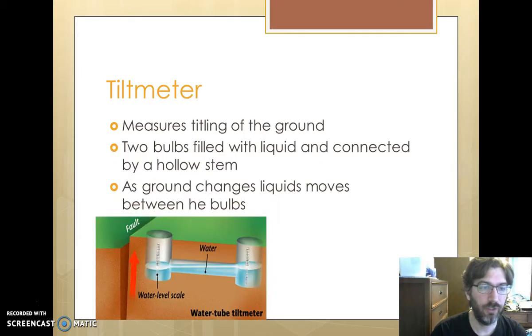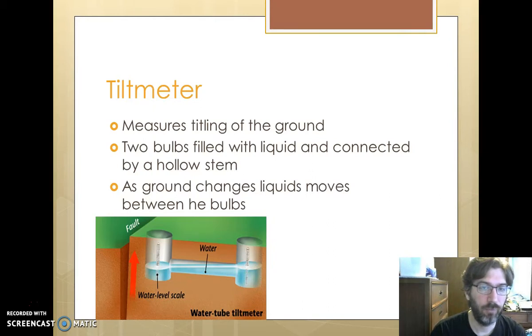Next one is a tilt meter. A tilt meter is more used for vertical changes as opposed to horizontal changes. There are many different types of tilt meters. If you've ever used a level when you're building something, I don't know if you have one at your house or not, but that is technically an example of a tilt meter. It's going to measure the tilt of the ground.